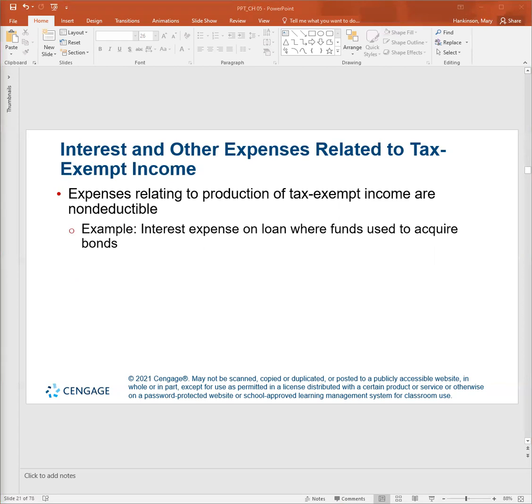So, interest and other expenses related to tax exempt income. In addition to expenses incurred in a trade or business, the law also allows taxpayers to deduct expenses incurred for the production of income. These are related to an activity engaged in for the purpose of generating income, but whose activities are not extensive enough to constitute a trade or business, such as investment activities. Certain types of income are tax exempt. Together, these provisions could lead to unintended consequences.